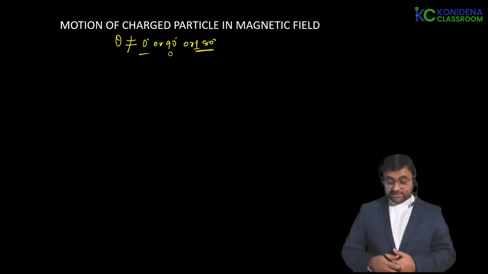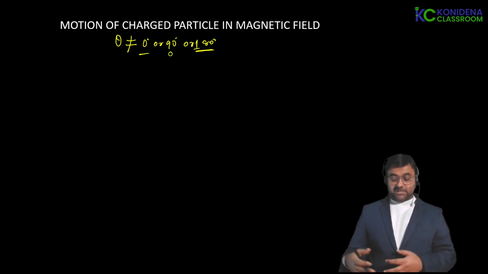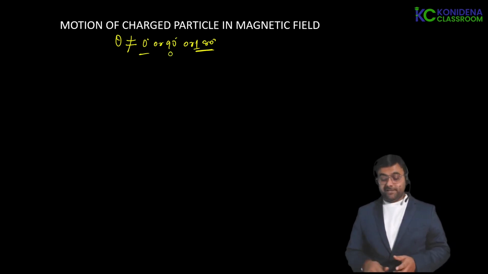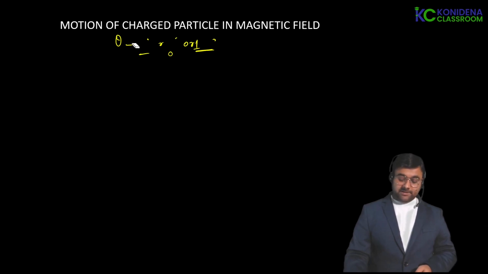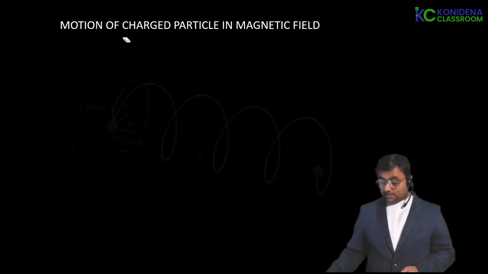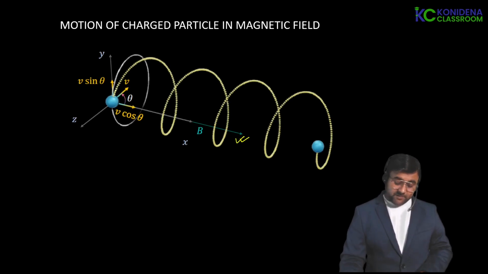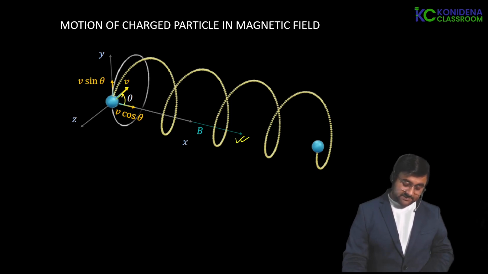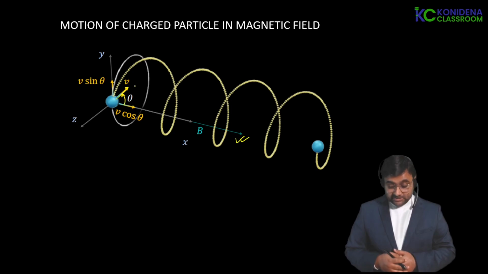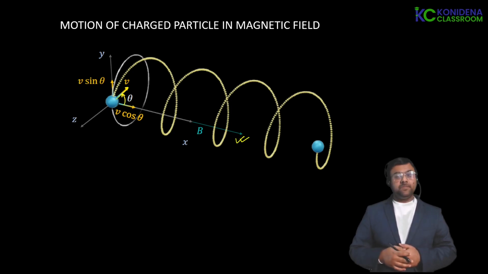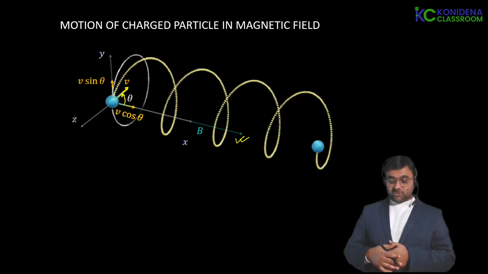Let us talk about the third case here, where the angle is not 0 degree or 90 degree or 180 degree. This is a general angle theta. Okay. So now let us see what is the case. Here in the diagram, we have magnetic field towards the x-axis, and velocity of the particle is making an angle theta with x-axis, right? So this is a general angle theta now. In that case, what is going to be the path? Let us talk about that.